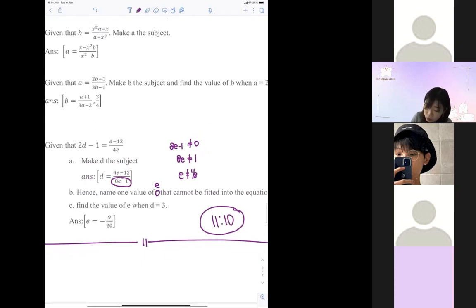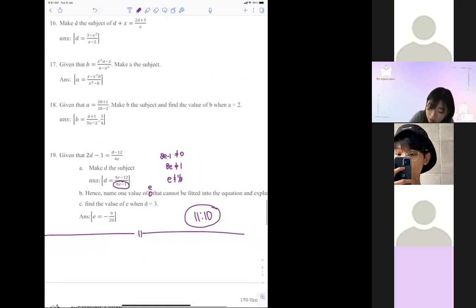So e cannot be equal to 1 over 8. One more, e cannot be equal to 0 as well, because here there is an e at the bottom. So e cannot be equal to 0. They ask you to name one value, so either of the values is correct.